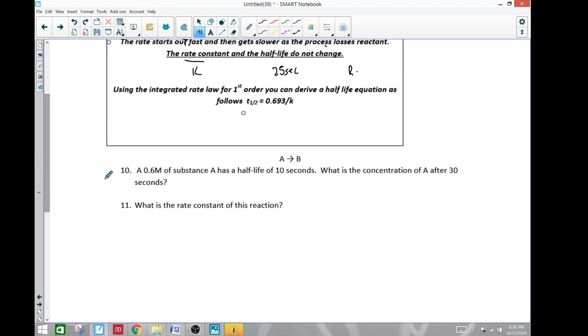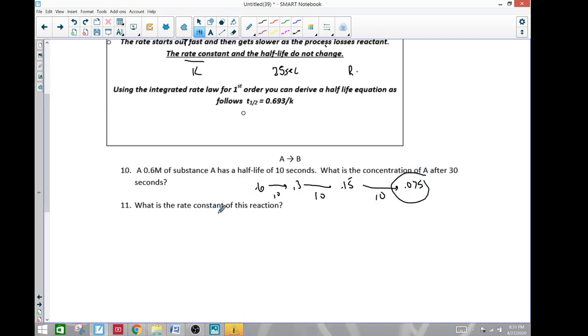It says a 0.6 molar substance has a half-life of 10 seconds. What's the concentration after 30 seconds? Well, you should be able to take that 0.6 and say, okay, in 10 seconds, it's going to 0.3. And then in another 10 seconds, it's going to go to 0.15. In another 10 seconds, it's going to go to 0.075. And that is my 30 seconds.